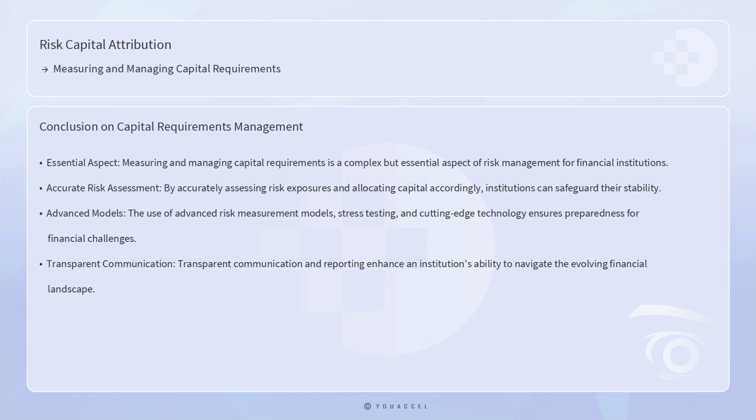In conclusion, measuring and managing capital requirements is a complex but essential aspect of risk management for financial institutions. By accurately assessing risk exposures and allocating capital accordingly, institutions can safeguard their stability, optimize their financial performance, and enhance their competitive position. The use of advanced risk measurement models, stress testing, and cutting-edge technology, combined with transparent communication and reporting, ensures that institutions are well prepared to navigate the challenges of an ever-evolving financial landscape.